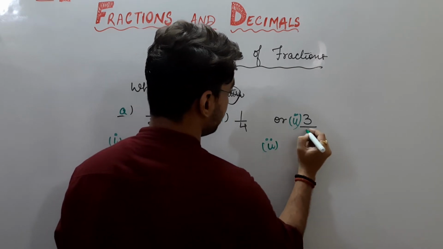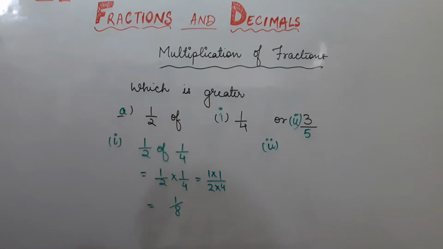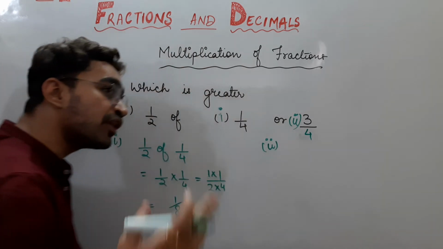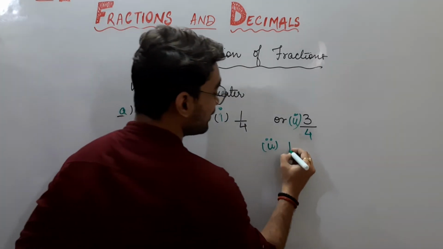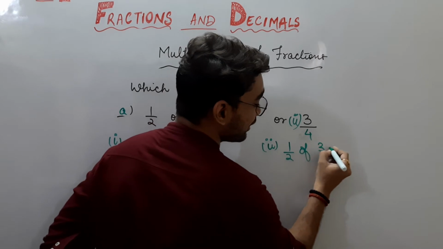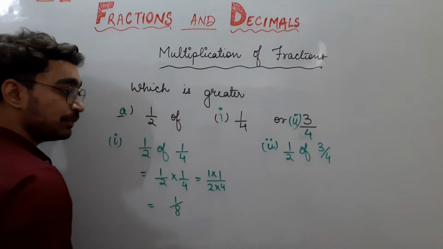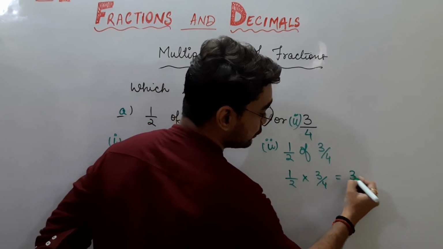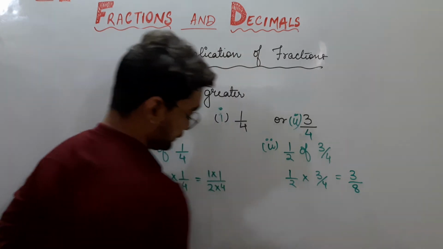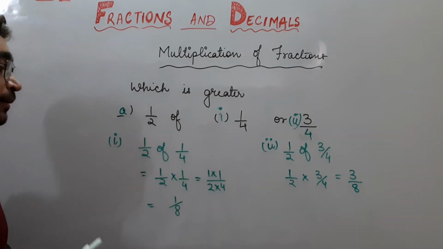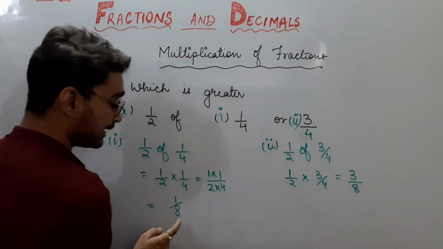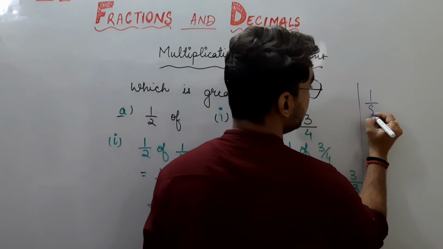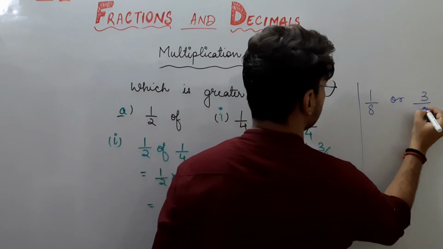Second case. Let me make it 3 by 4. What will happen? So 1 by 2 of 3 by 4. "Of" means multiply: 1 by 2 into 3 by 4. That will be equal to 3, and 4 twos are 8, so 3 by 8. Now I want to compare which is greater or smaller: is 1 by 8 bigger or is 3 by 8 bigger? Let me write it here in one corner: 1 by 8 or 3 by 8.